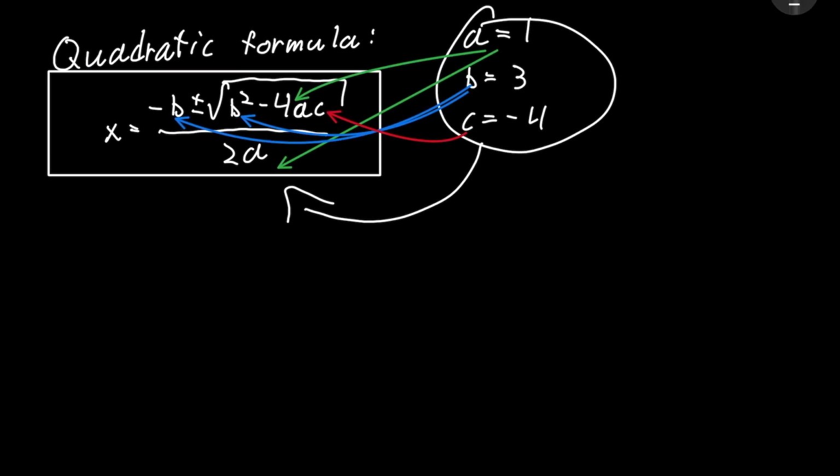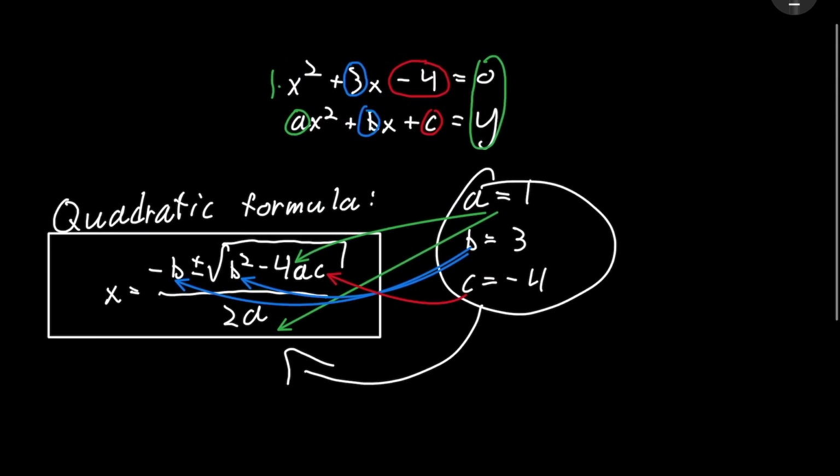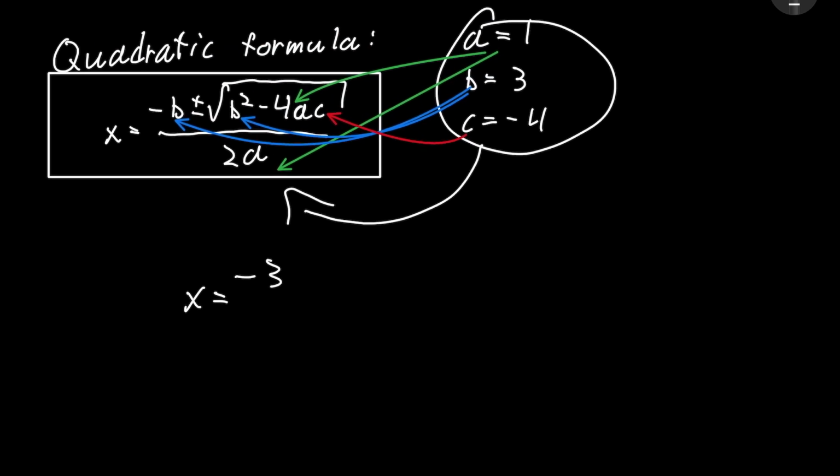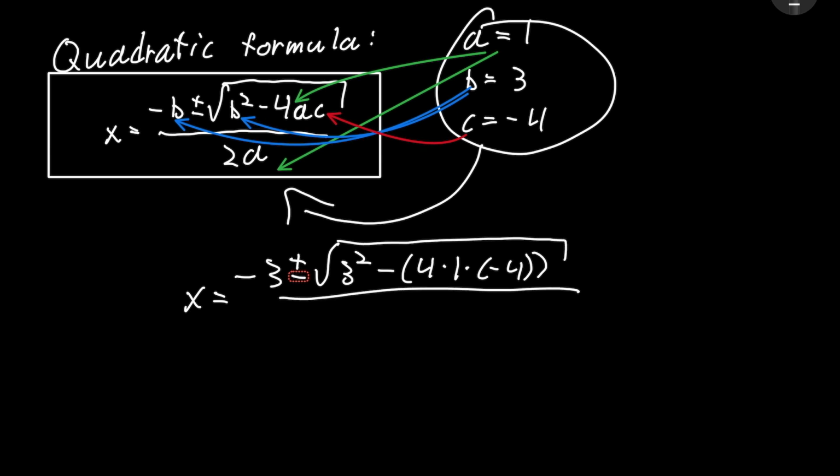Yes, here you can see, just plug in the numbers. So in our example, x equals minus b, which is the same as -3 in our example, plus minus the square root of b squared, which is the same in our example as 3 squared, minus 4 times a, which is 1, times c, which is -4, divided by 2 times a, which is 2 times 1.